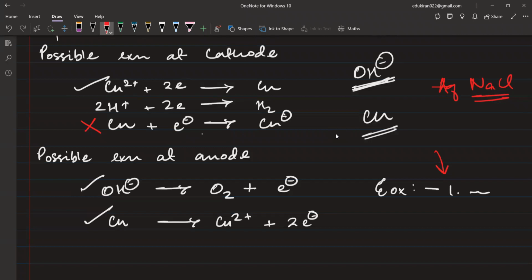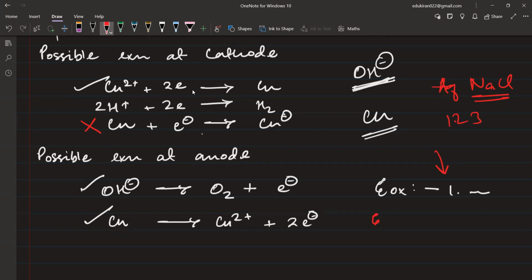Yes, Hishma. E naught oxidation of OH negative. Did you write minus it? 1.23. Yes, okay. So you just remember minus 1 point something it is there, right? Okay, remember it, minus 1.23. Now you can remember because it is 1, 2, 3, right? And there is a point between 1 and 2.